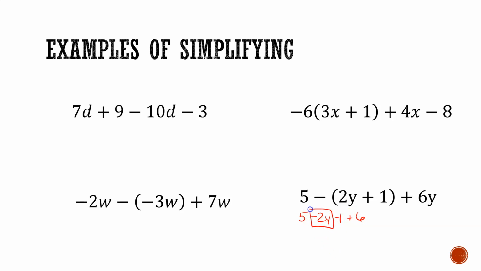So we're taking negative 2y and 6y together, which is 4y. And then 5 minus 1 is 4 plus 4. And that's as far as we can go. So remember, if there's that negative sign in front of there, you just distribute that in. We're going to get more practice on that. That's all I have for you right now.